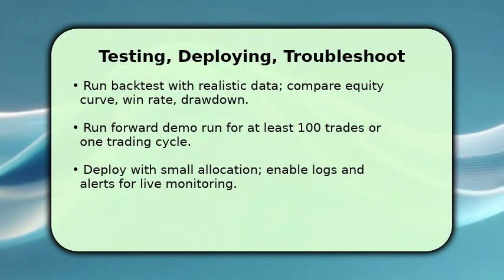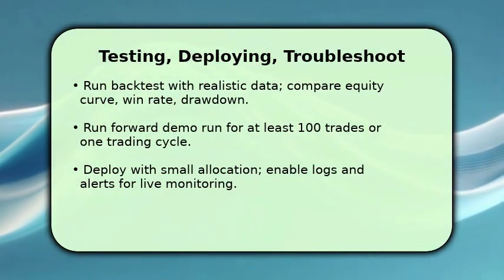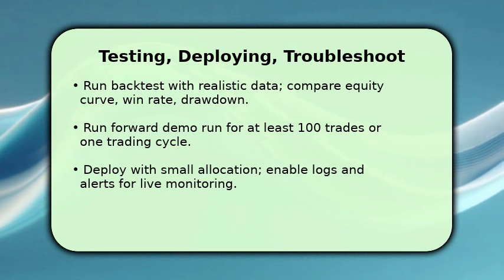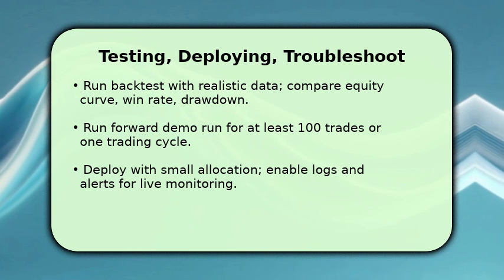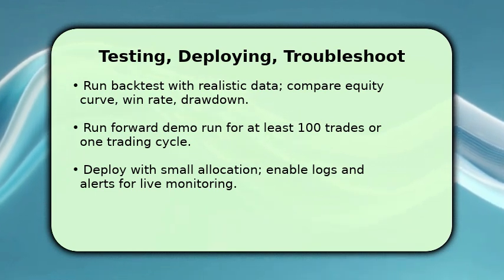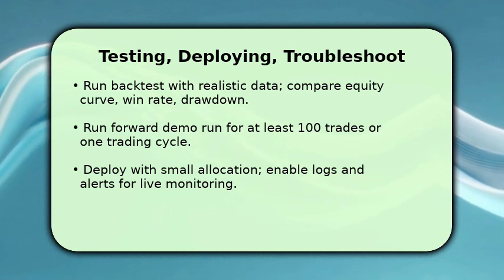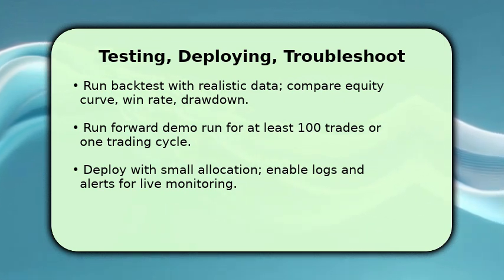You finish by backtesting across varied market conditions, then move to a forward demo run to confirm real-time behavior. Make sure results align with expectations. Once satisfied, deploy with a small allocation and enable verbose logs and alerts so you can react quickly.